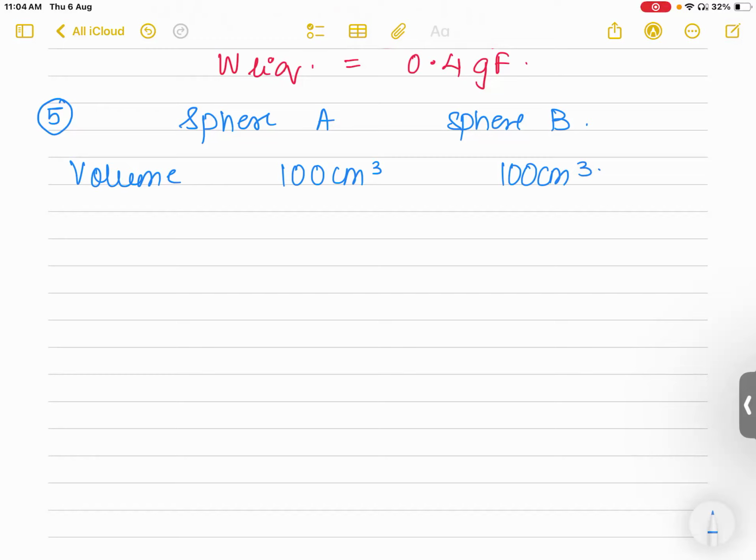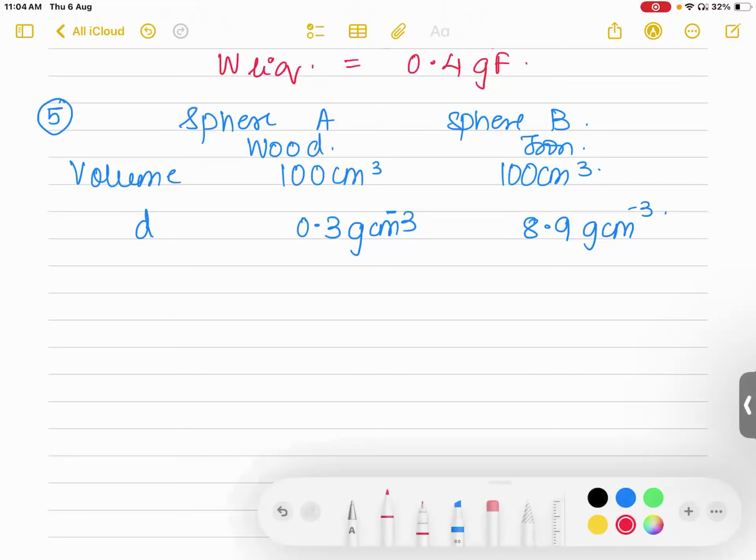The sphere A is made up of wood. So the first one is made up of wood. So we need to write here. This is made up of iron. Wood's density is 0.3. Definitely it will be less. Iron's density is 8.9 g cm^-3. Got it? We need to find out, students, what is the weight of each of the spheres.